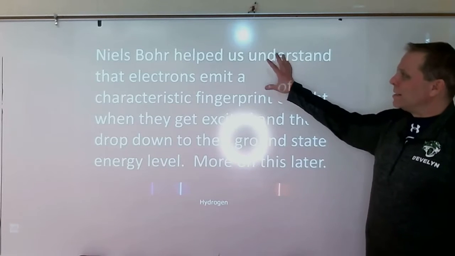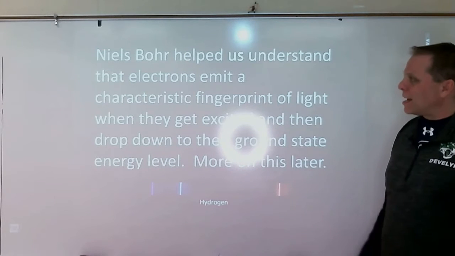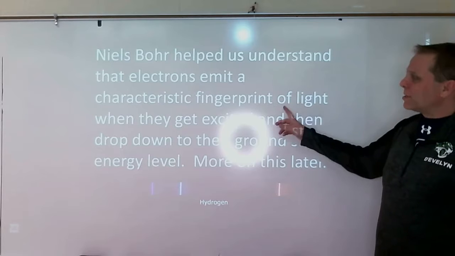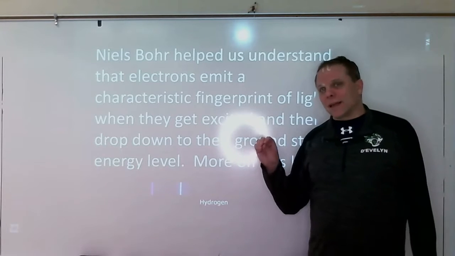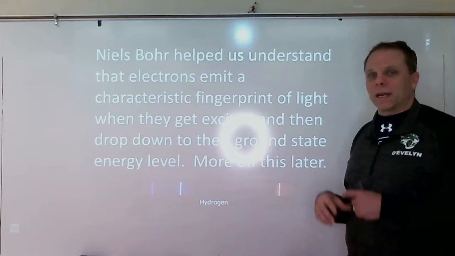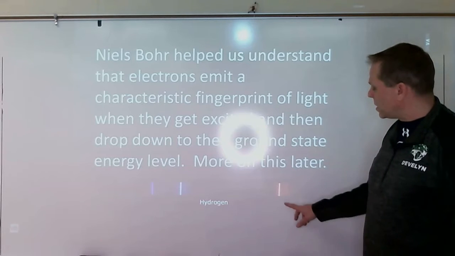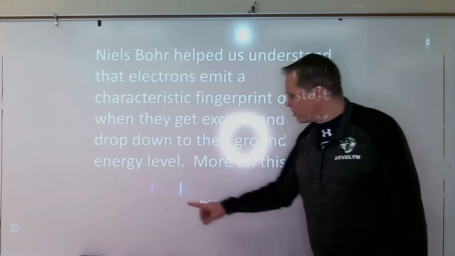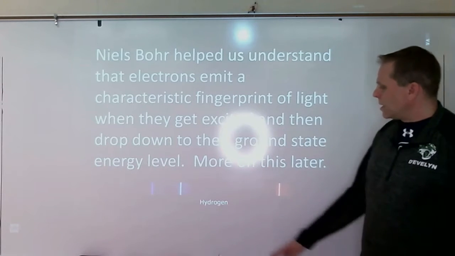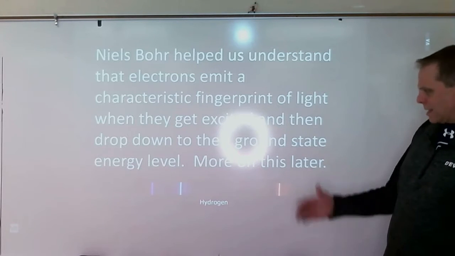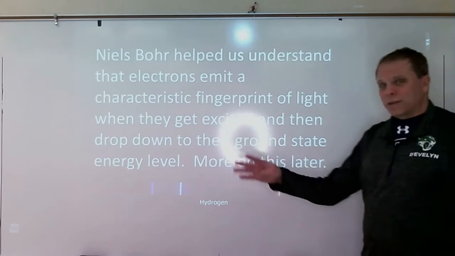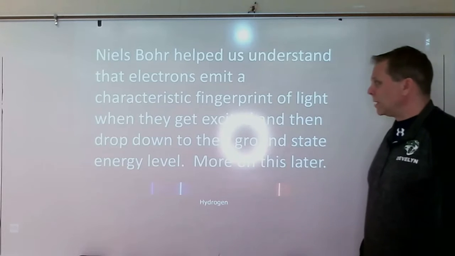But I wanted to talk about Niels Bohr. Niels Bohr is the guy that helped us understand that every atom has a characteristic fingerprint of light. So if we look at a particular element, it's going to have a particular fingerprint. If we look at hydrogen here, we can see this red line, a blue line, and then a violet line. It's actually got 4 lines. I can't see where the other one is right now, but hydrogen basically has 4 lines. We'll see some of them a little bit later.